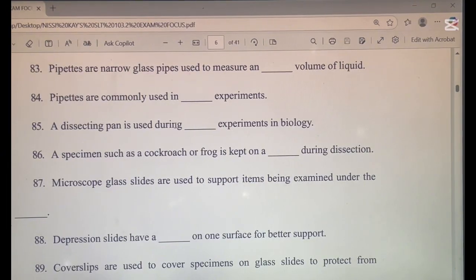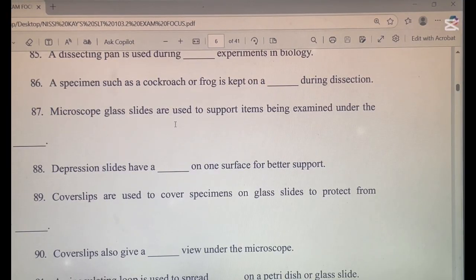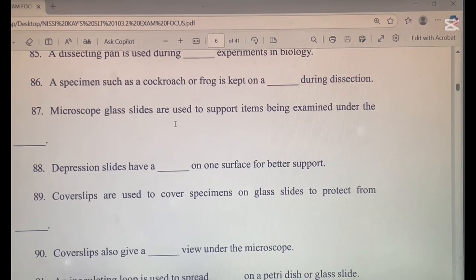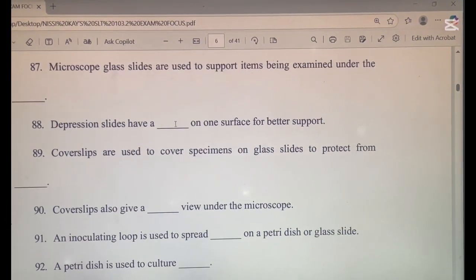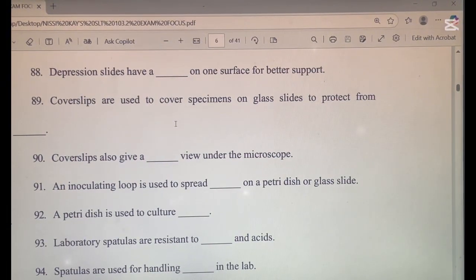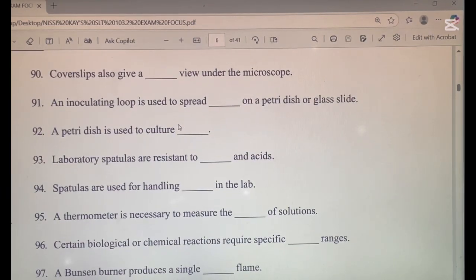Next one, depression slides. Depression slides have a concavity on one surface for better support. So the answer there is concavity. Now, cover slips are used to cover specimens on a glass slide to protect from dirt or chemicals. Cover slips also give a better view under the microscope.